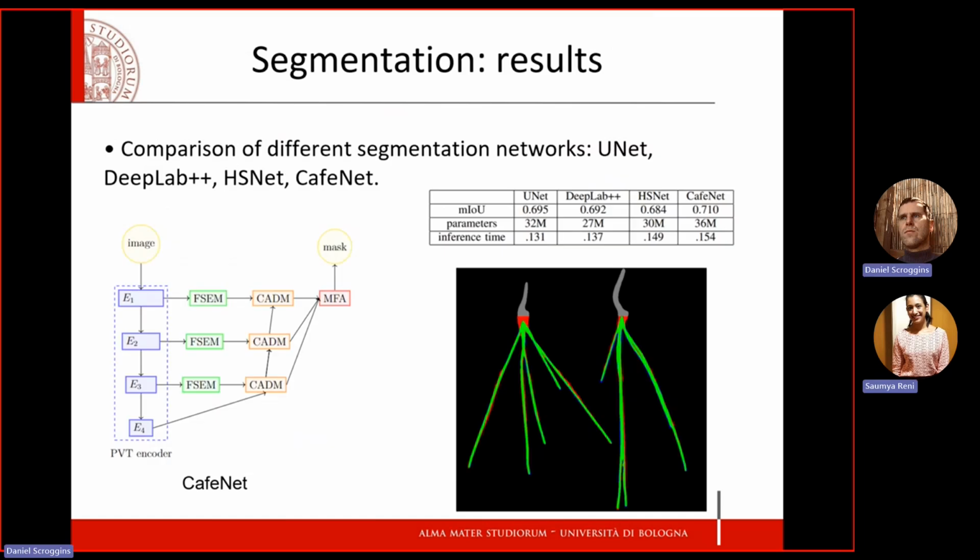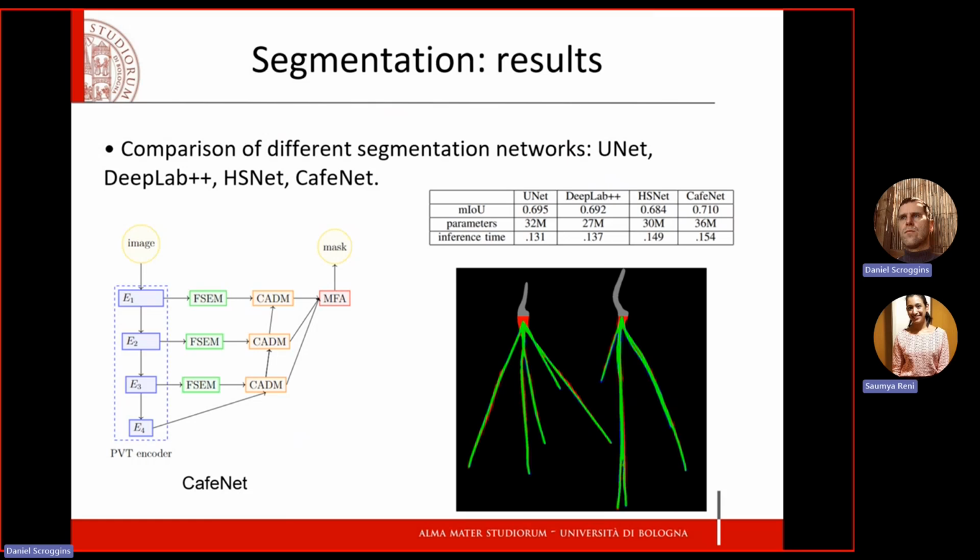of this segmentation phase and the comparison of the architectures is shown in this slide. We compared 2 different kinds of architecture. UNet and DeepLab are architectures based on CNN, the most used, maybe, in most medical imaging problems. The other two, HSNet and CAFNet, are more recent architectures based on transformers.